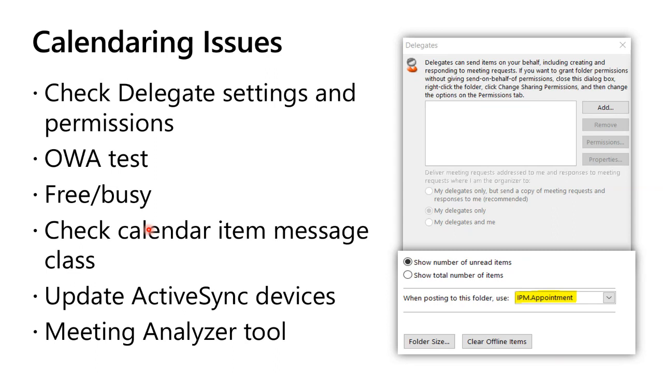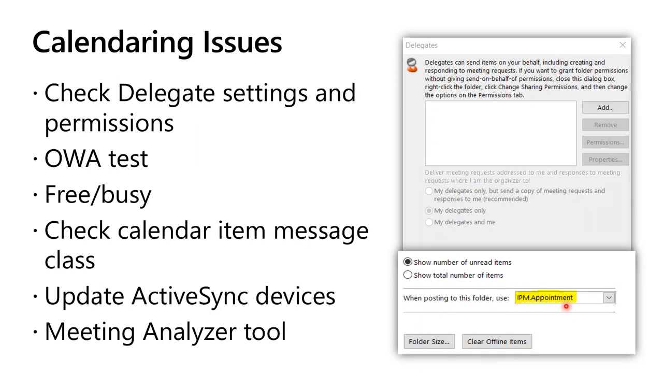Now check the calendar item message class. The message class for an item is defined by its message class property, which is used to identify the form that should be used to display the item. With respect to calendar items, it's expected to have the IPM.Appointment message class. In case of issues like a calendar item missing, that is not shown within the calendar folders, we can check this.